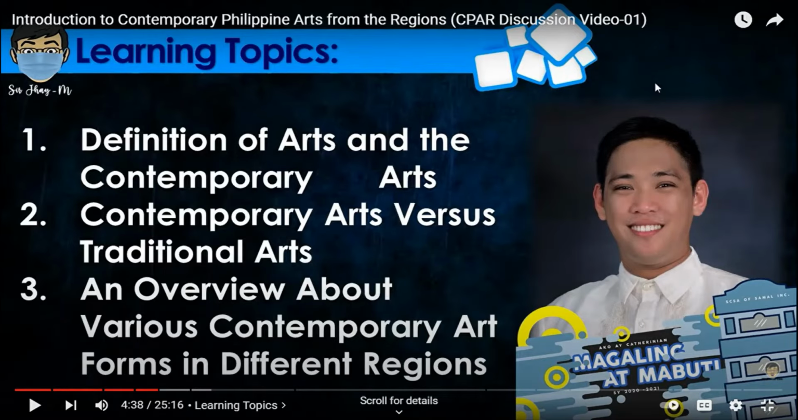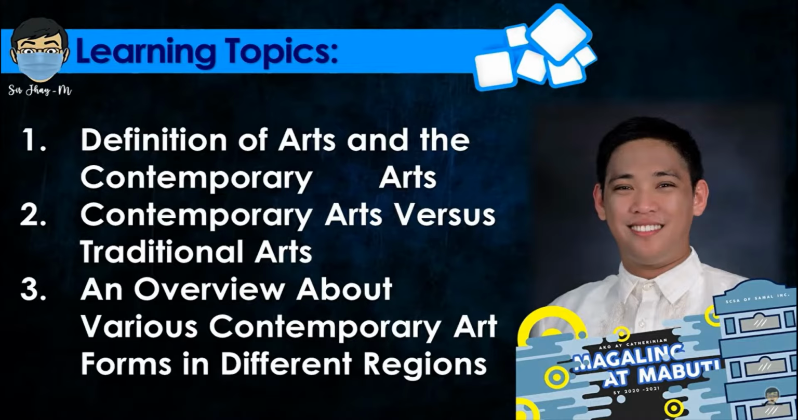What are the things that you will learn for this session? I prepared three things for you to learn. Number one, we have the definition of arts and contemporary arts. That's the first learning topic that I have to explain. Number two, we'll be having the comparison between contemporary arts and traditional arts.